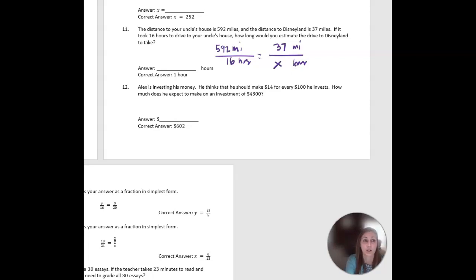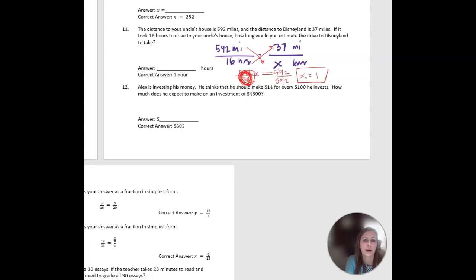So now we're going to use our same strategy. We're going to cross multiply: 592 times x, and then we're going to go this direction. We put an equal in the middle, 16 times 37, which is 592. And then the opposite of multiplying by 592 is dividing. So we'll divide both sides by 592. This side cancels, and we're left with x equals 1.